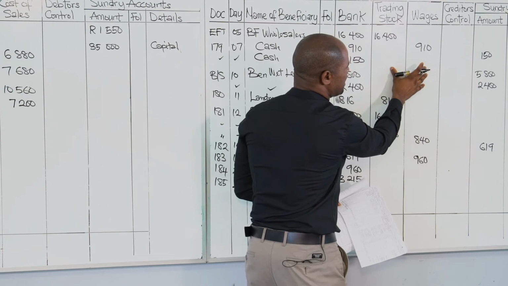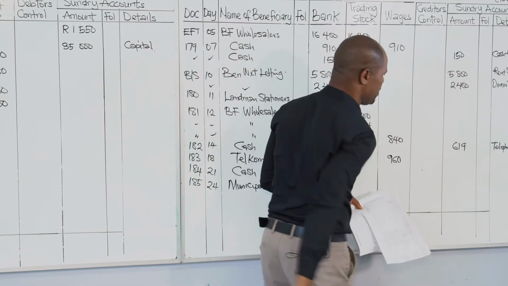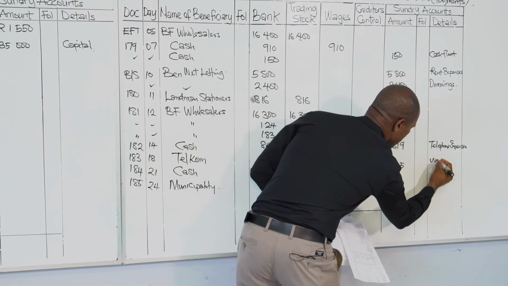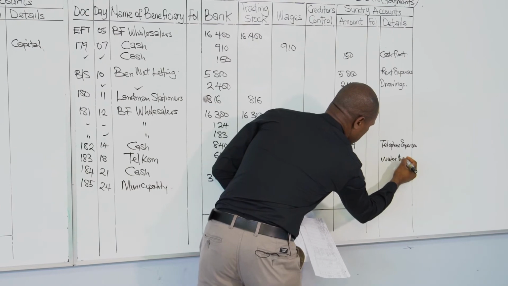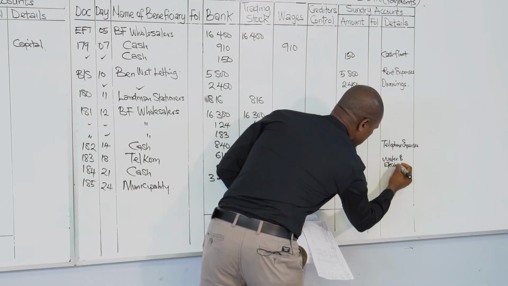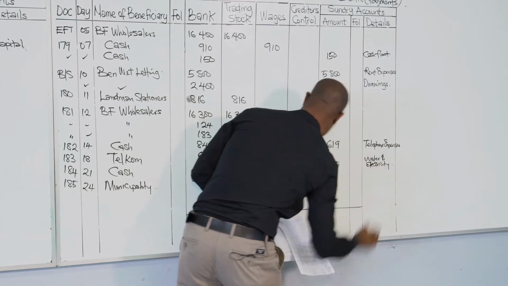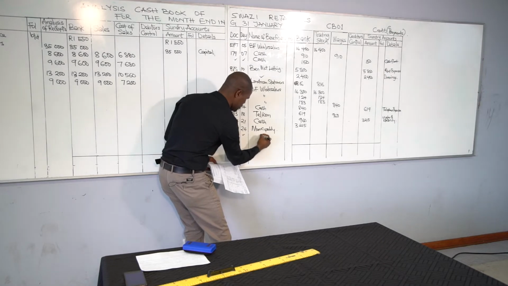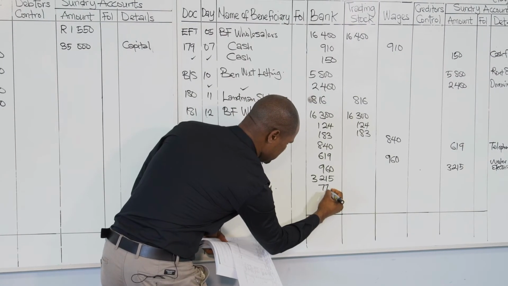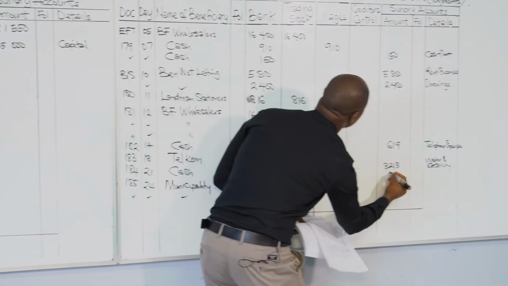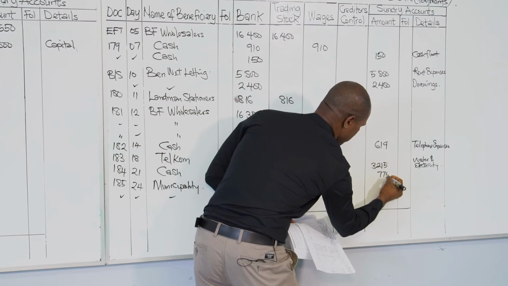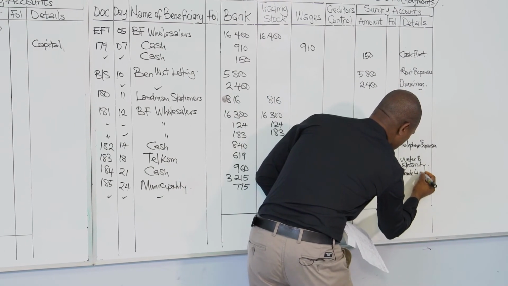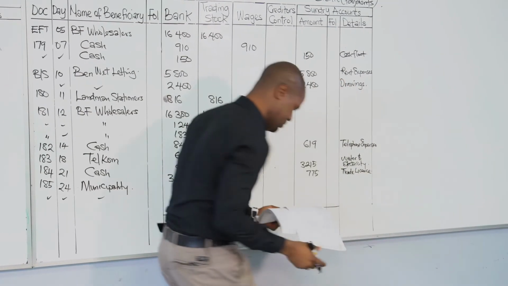I don't have a column for water and electricity, so it goes into my sundry account, which is going to be 3,215. It's going to be water and electricity. Then the second one, the same beneficiary, it's going to be 775. It goes into the sundry account also, 775 as trade license.